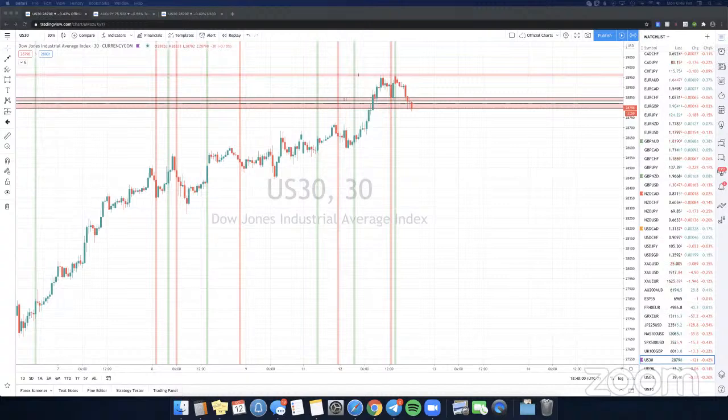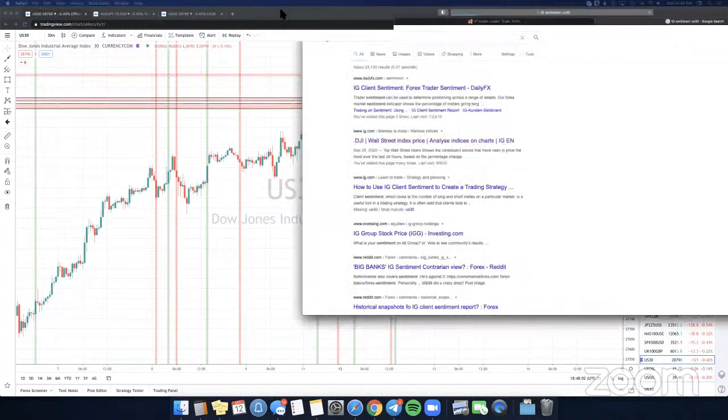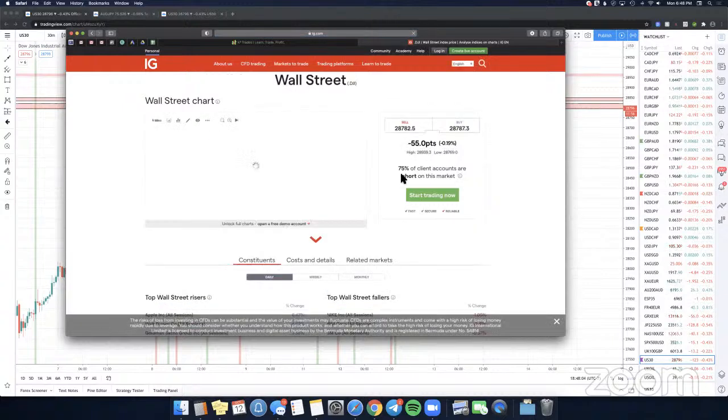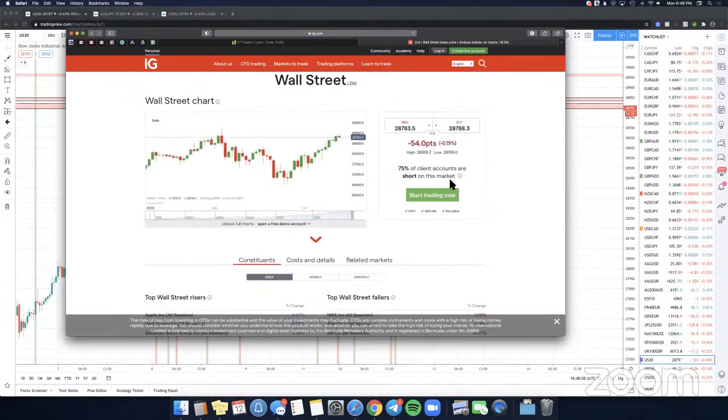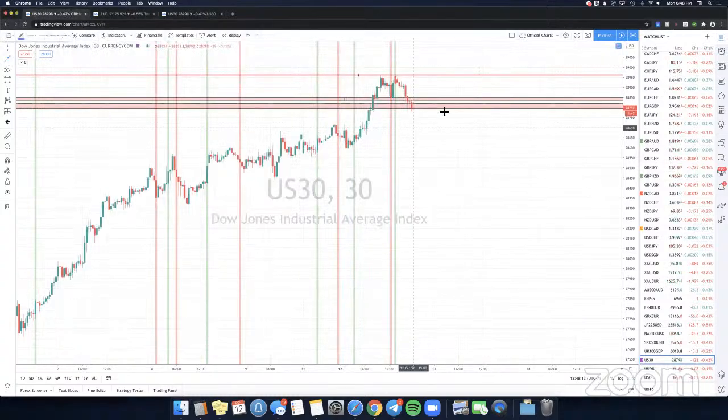IG sentiment, US 30. Looking at the Dow Jones right here, 75% of people are short. This is exactly what I was just saying. A lot of people are anticipating a correction downwards, right? The problem with that is you don't want to be in the same area where everyone else is trading. There are so many people here with sells. You know what the market maker is going to do? They're going to push price down a little bit to give you guys some confidence, and when you least expect it, they're going to spike it all the way up.